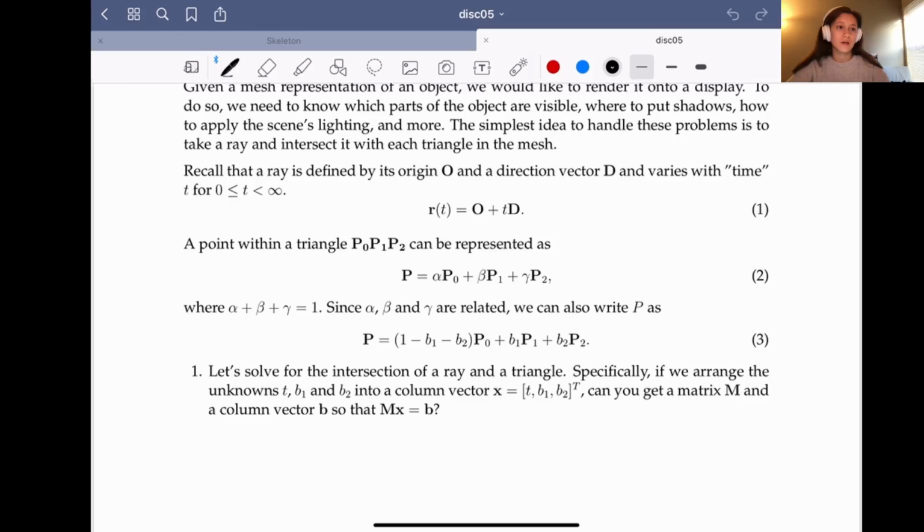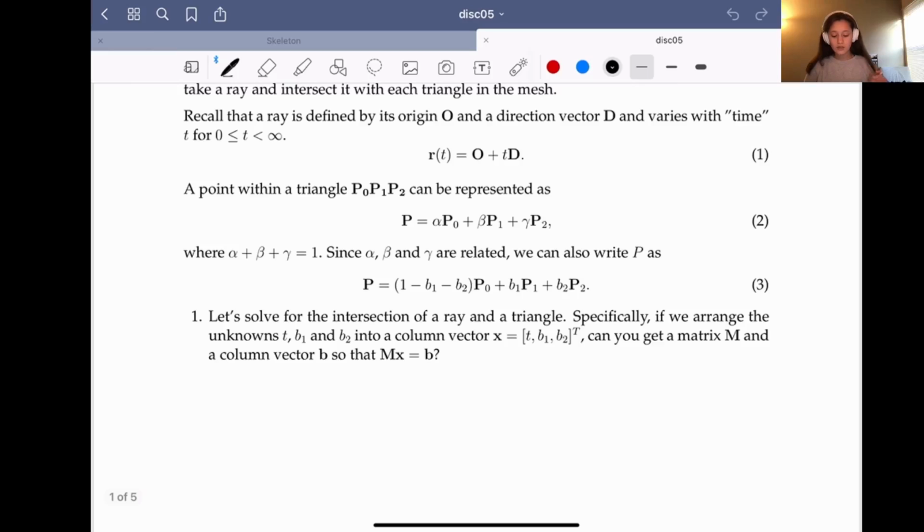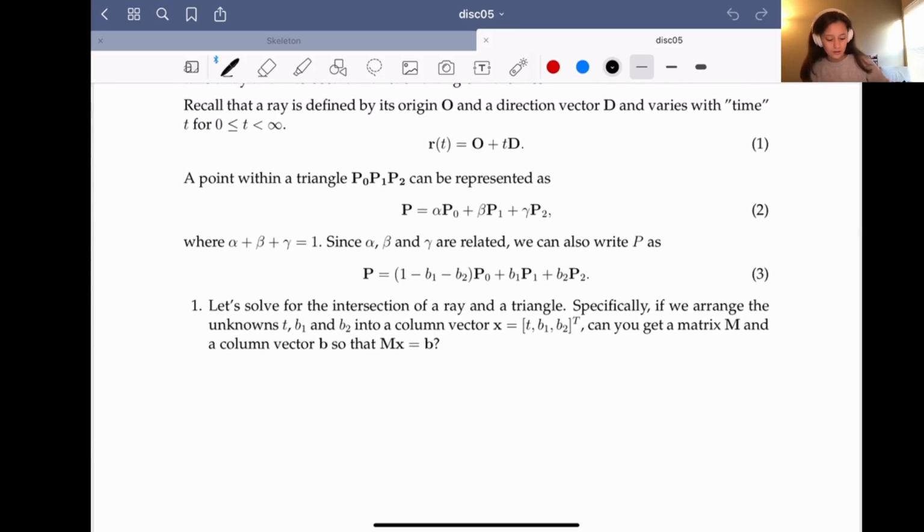Let me just switch to my iPad. So let's solve for the intersection of a ray and a triangle. Specifically, if we arrange the unknowns t, b1, and b2 into a column vector, can you get a matrix M and a column vector B so that Mx equals B? Okay, so let's follow the same process as before.